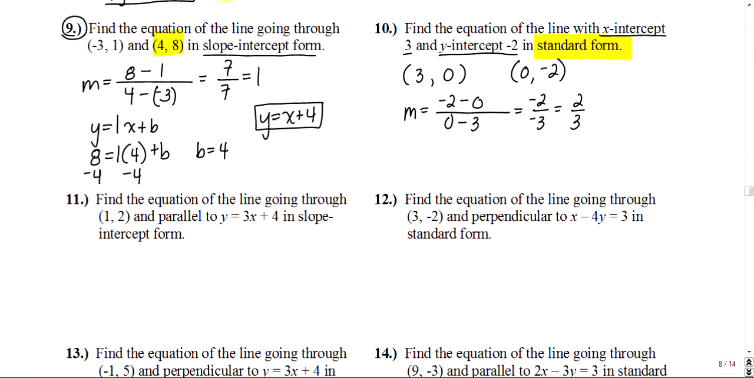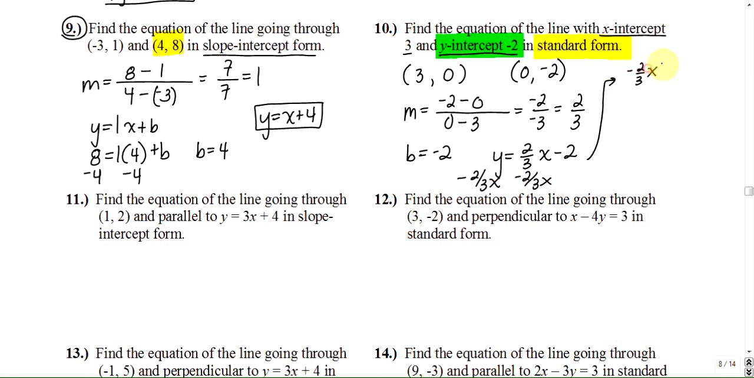One of the ways that I can expedite this is I notice that my y-intercept is actually my b. So I don't need to solve for it. If I solve for it, I should get the same thing. So now I have this as my equation: y equals my slope, 2/3, x minus 2. Then I'm going to subtract my 2/3 x from both sides because my goal is to get it into standard form. So I have negative 2/3 x plus y equals negative 2.